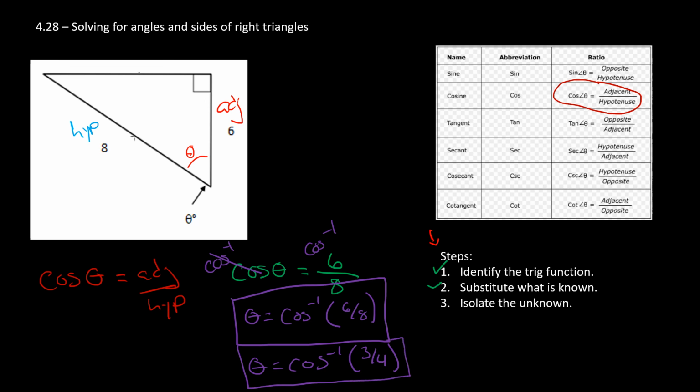So we've just done actually 8 problems solving for angles and sides of right triangles given special parameters. You notice that every single one of these problems used the exact same 3 steps. Those 3 steps being to identify the trig function, substitute what is known, and isolate the unknown. Okay, we really could have put simplifying there at the end as well, but we'll take one step at a time.